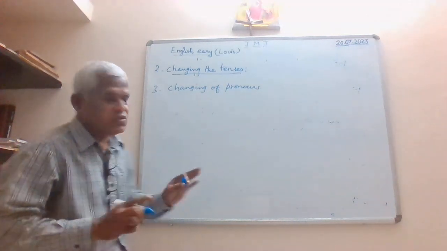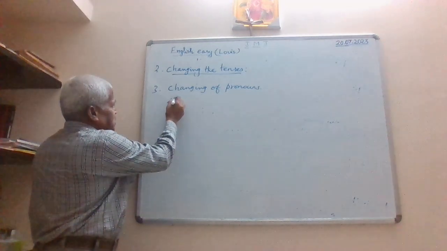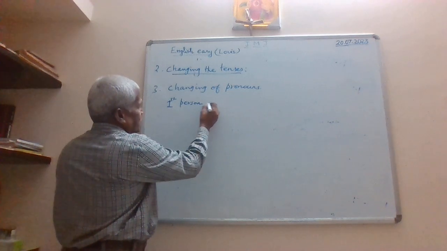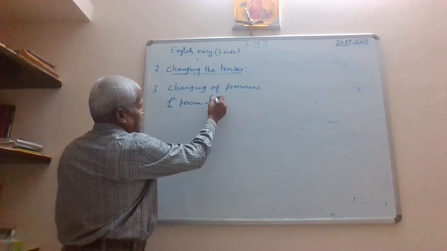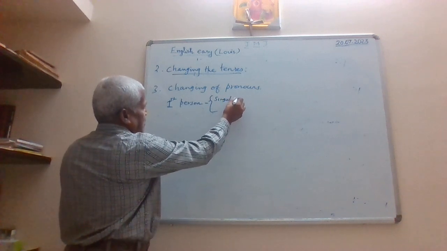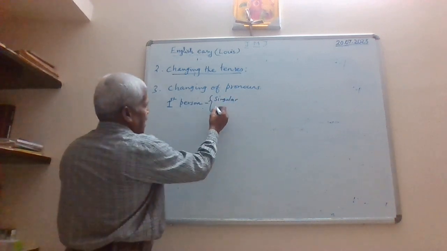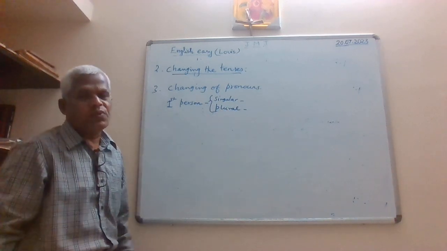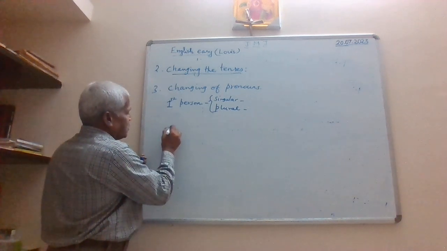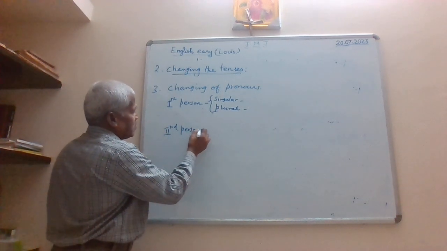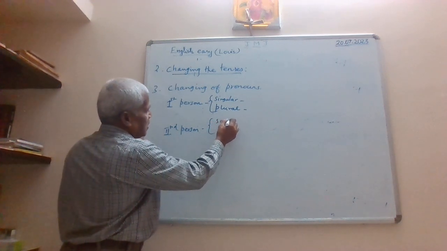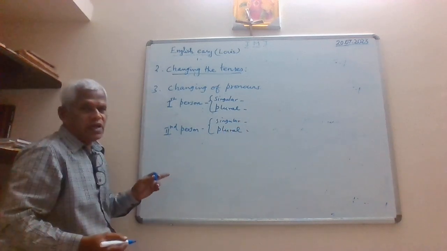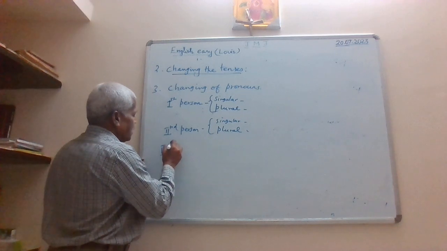You have three persons. There is what is known as the first person. In the first person, you have the singular and then you have the plural. In the second person also, you have singular and plural. And in the third person also, you have singular and plural.